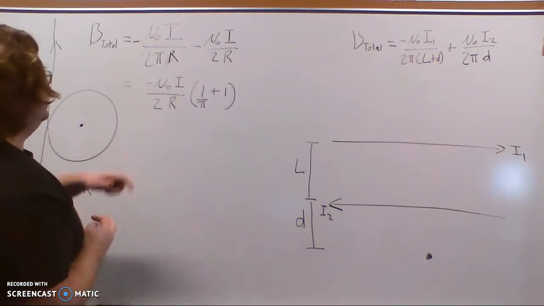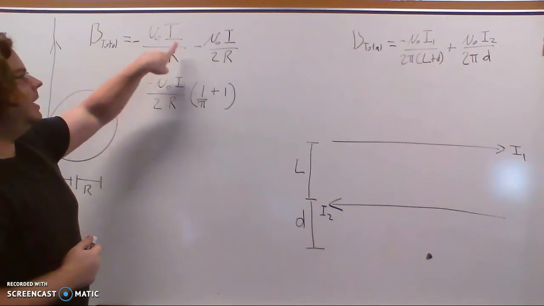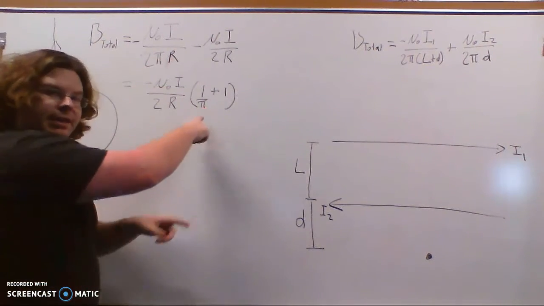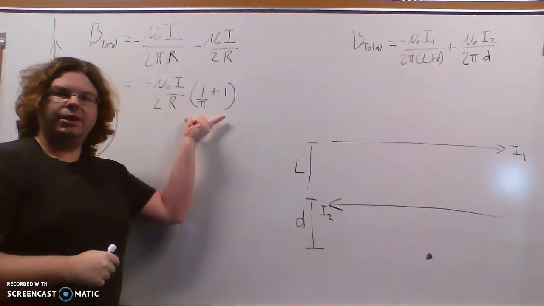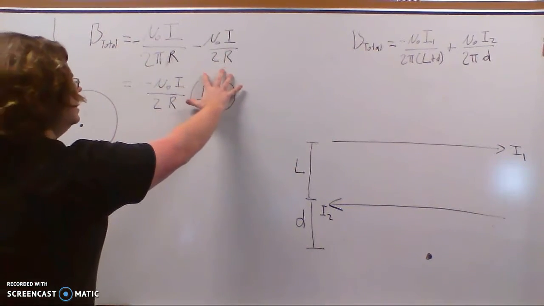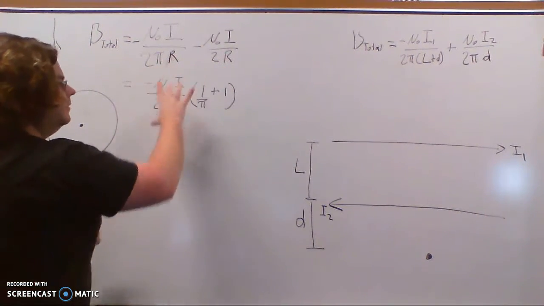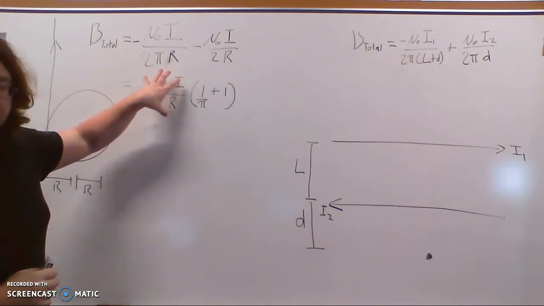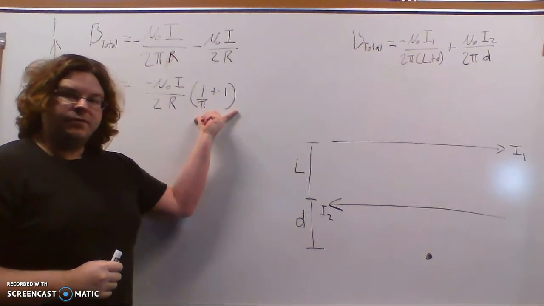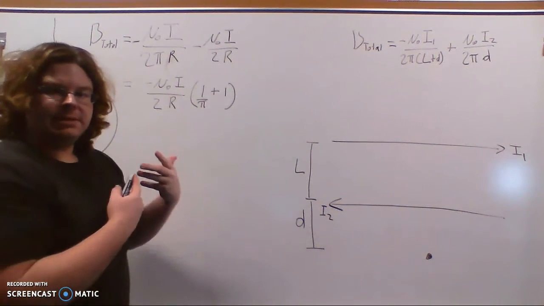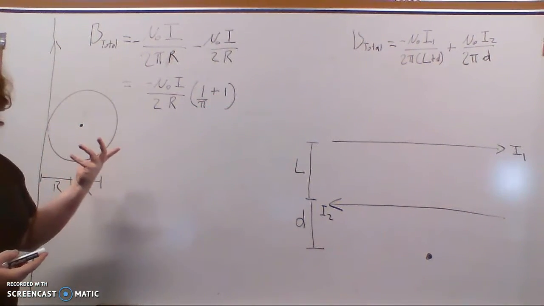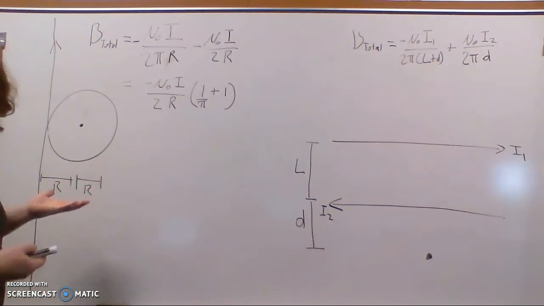And so now we have a bunch of similar looking terms. We can pull out the negatives, the mu naughts, the I's, the r's, the 2's, and what we're left with is an extra factor here, 1 over pi plus 1. But really, this is the formula for the size of the magnetic field at the center of a loop. And thanks to that infinite wire being right there, it's making the magnetic field at the center of that loop larger because there's that extra magnetic field pointing that way.